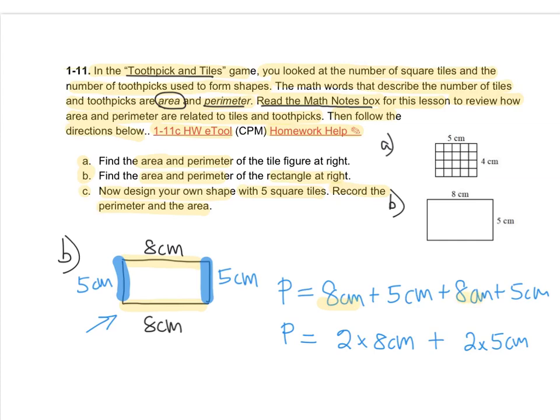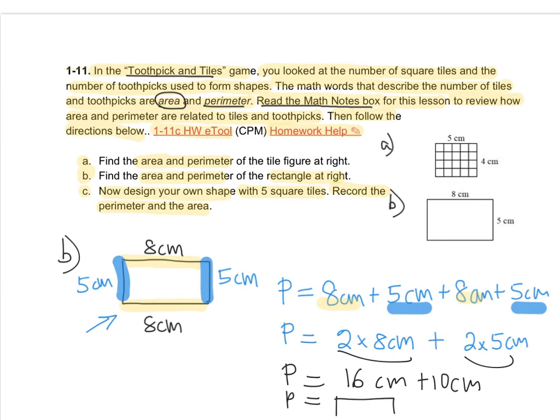So grouping them lets you write it differently. It's your choice, but we would have to have the same result. If you don't have the same result, pause the video, look for mistakes and fix it. So the perimeter in this case, I have 16 centimeters plus 10 centimeters, so total of, go ahead and write it on your paper and use the centimeter measurement.